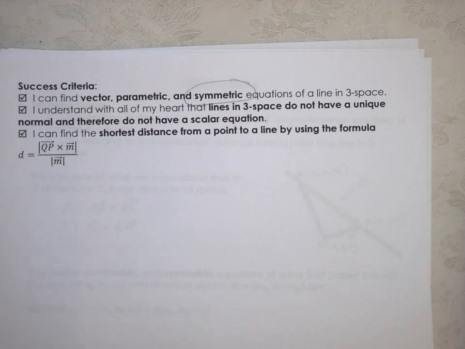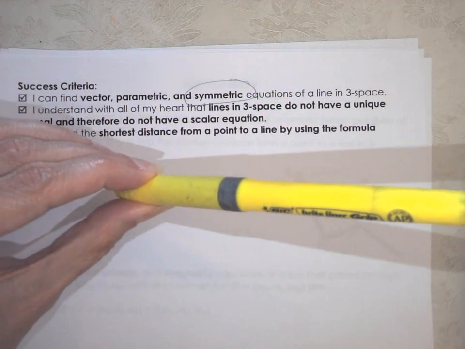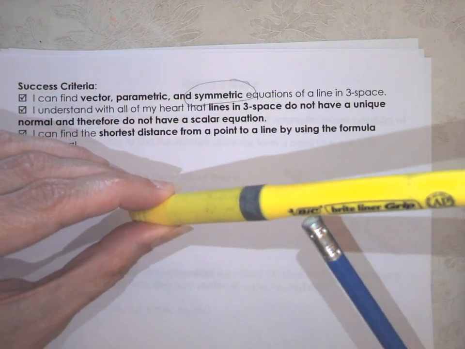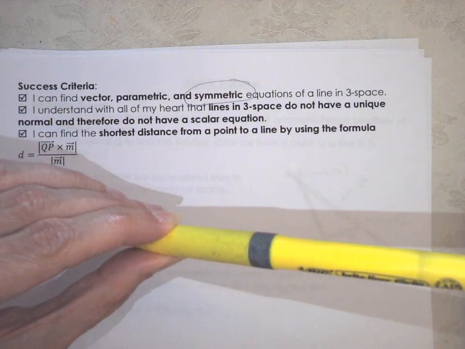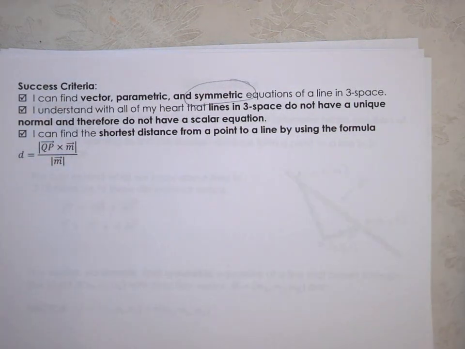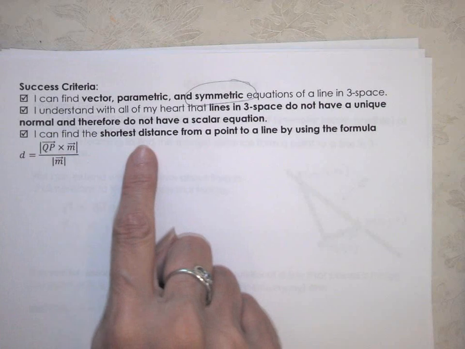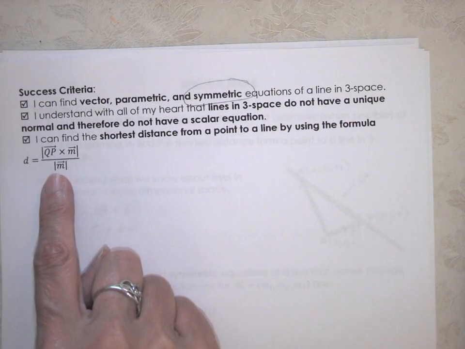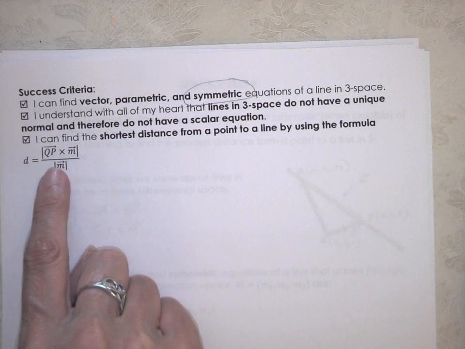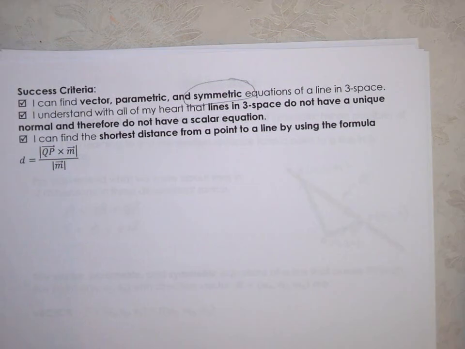A line in 3 space does not have a unique normal. So here's a line in 3 space. There's an infinite number of ways you can be perpendicular to this line, so it doesn't have a normal. Okay, so that means it doesn't have a scalar equation. And we can find the shortest distance from a point to a line by using this formula, which is d is the magnitude of QP cross m over the magnitude of m. All right.